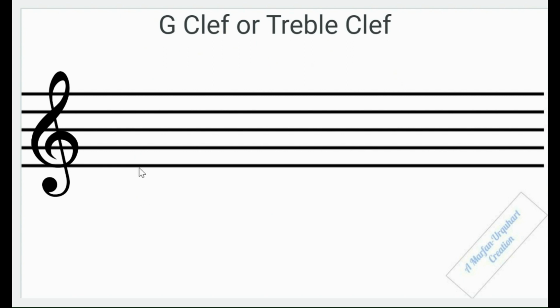And the G clef or the treble clef is the clef that denotes high pitched notes, like where a female soprano voice will sing, an alto, a flute, or a recorder will play. You would use this clef.